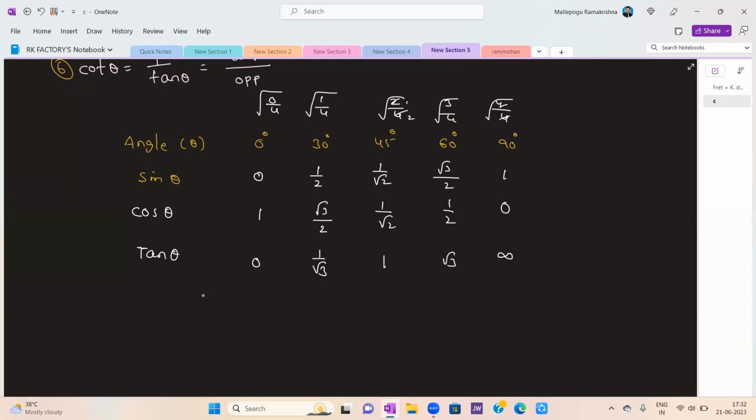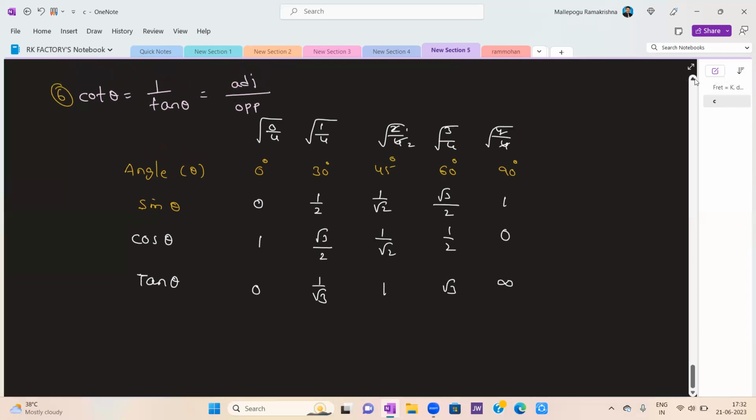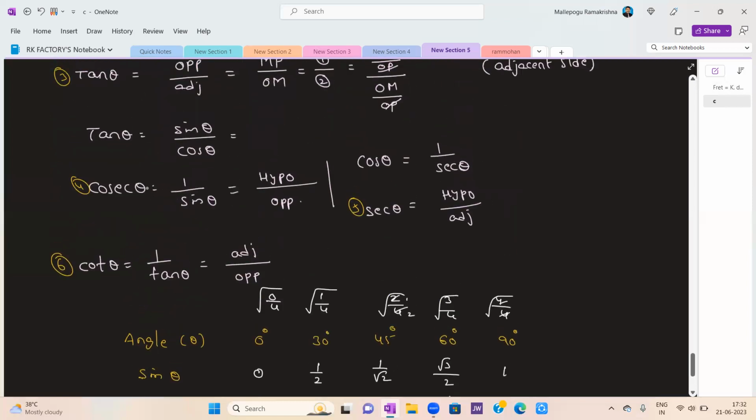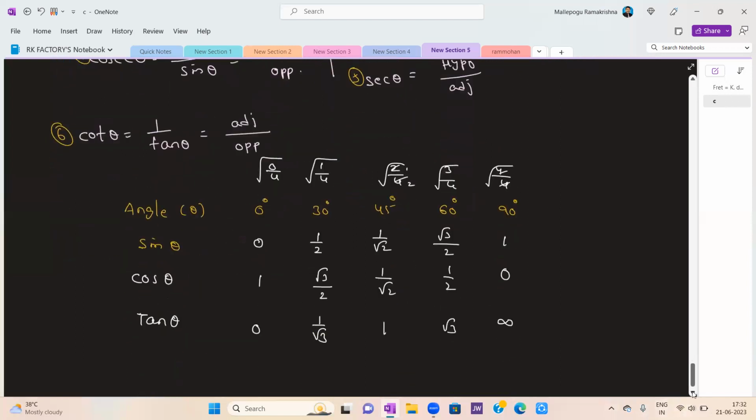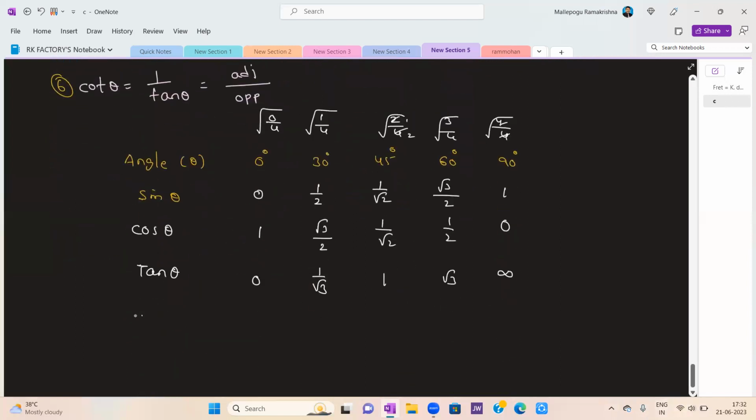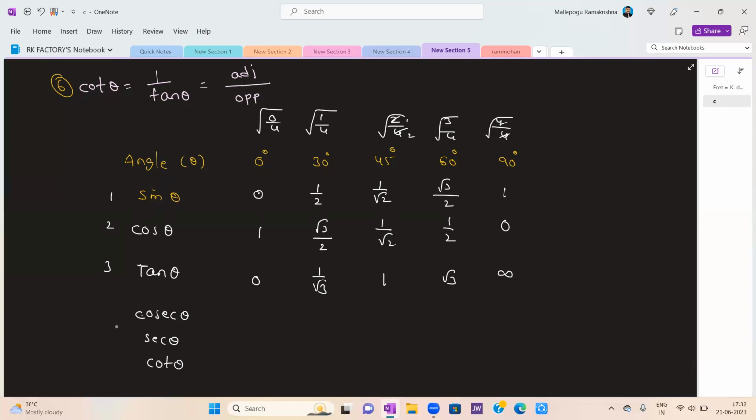And we know what the reciprocals are. If you remember a few things: cosecant theta is the reciprocal of sin theta, and you write 1 by that value. Next, secant theta and cot theta are reciprocals to the ones we have taken in order. The 1, 2, 3 are the same, and the 4, 5, 6 are reciprocals of 1, 2, 3.